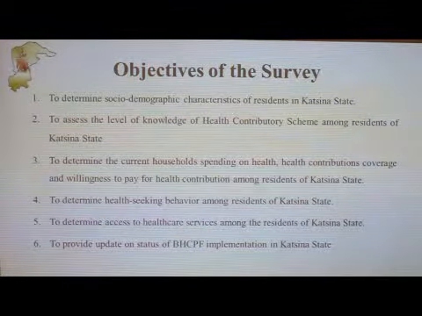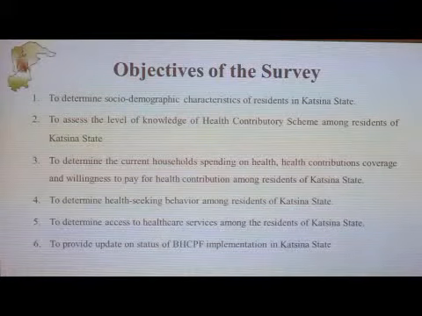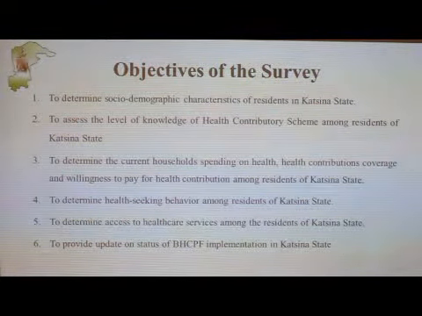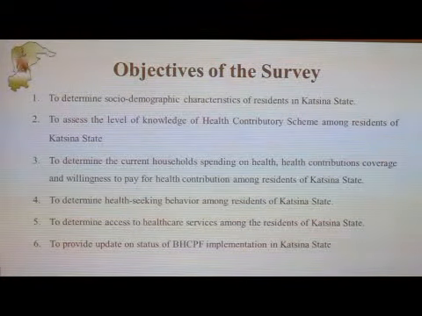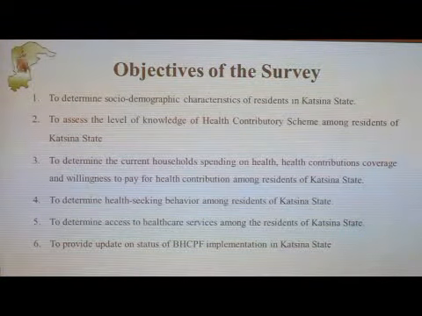The objectives of the survey are to determine the socio-demographic characteristics of residents in Katsina State, to assess the level of knowledge of the health contributory scheme among residents of Katsina State, and to determine the current household spending on health, contribution coverage, and willingness to pay for health contribution among residents of Katsina State.